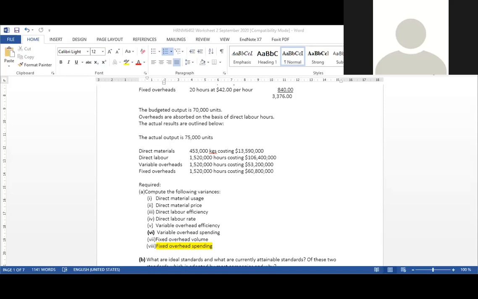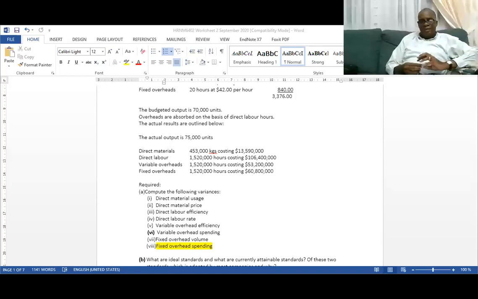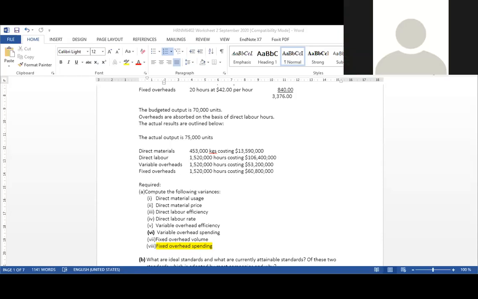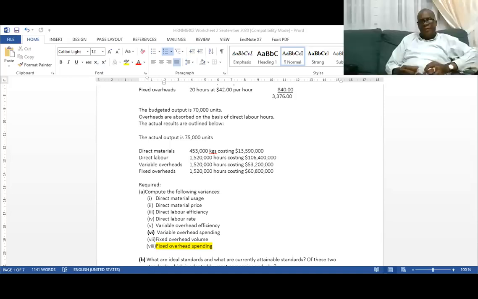Favorable, because the overheads are less than you expected. You expected to spend $16 million, and you actually spent less. You spent $9,650,000. That would make it favorable.